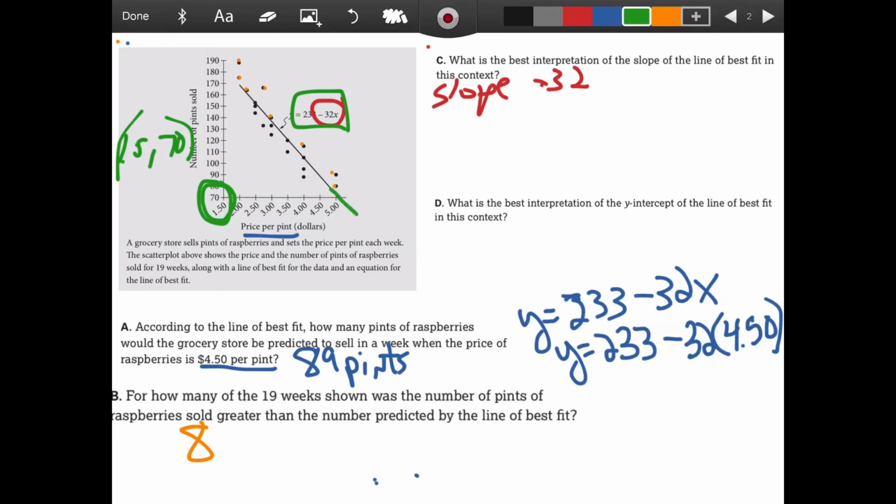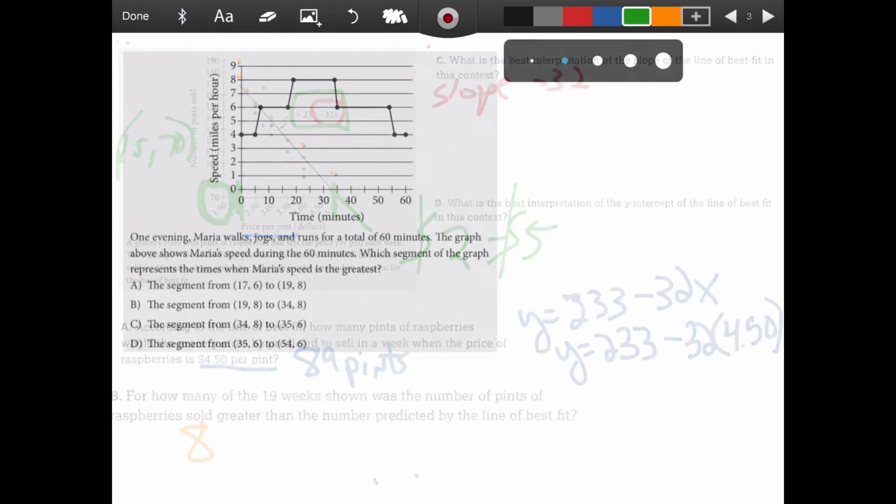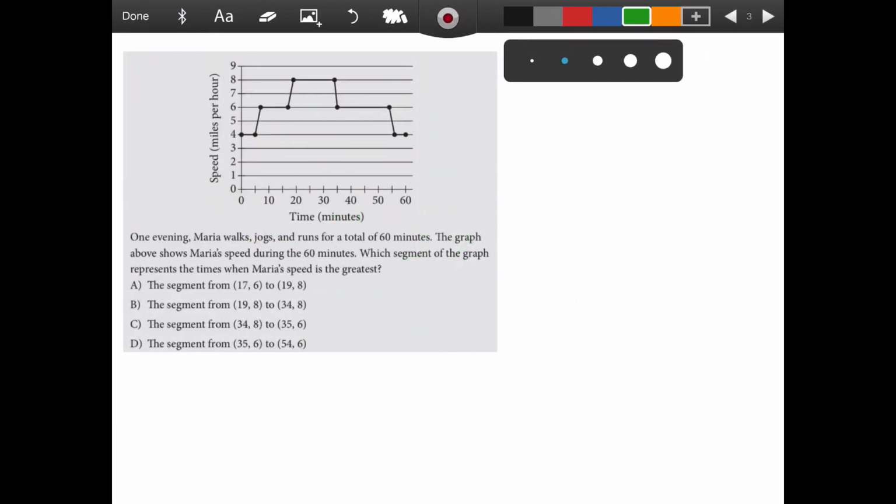And then if we continue this graph, eventually it's going to go beneath the x-axis, which would mean that as the price approaches $7 or $8, negative people are buying raspberries, which really doesn't make sense. So for this model, what it tells us is that we really can only look at data when it costs between $2 and $5.